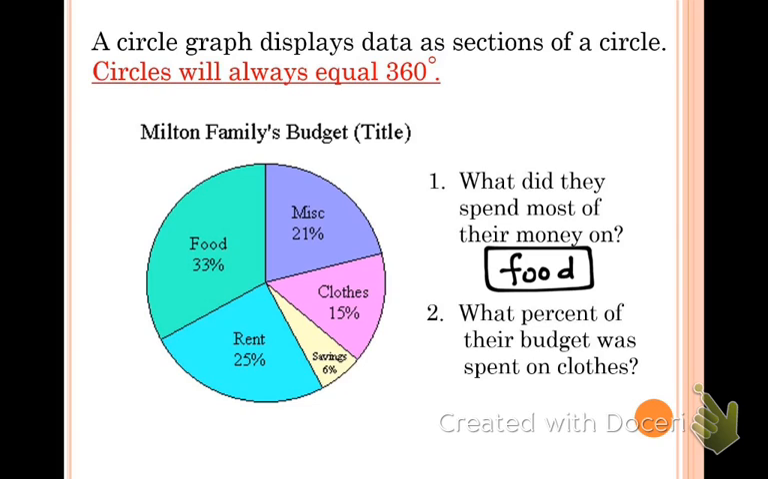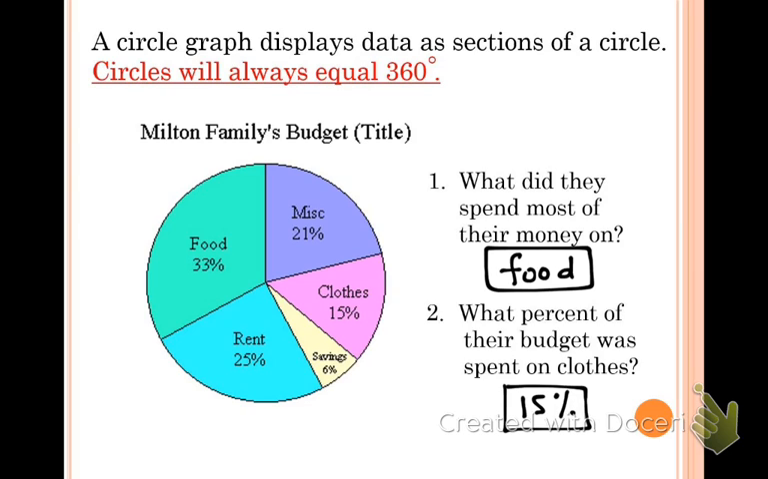Number two, what percent of their budget did they spend on clothes? 15%. Okay, so those are just a couple things that we can gather from this particular circle graph. Who could tell me something else that you learned just by looking at the graph? Katie? That the second most amount of money was on rent. Okay, the second most amount of their money from their paycheck that month was spent on their rent. What else can you see?